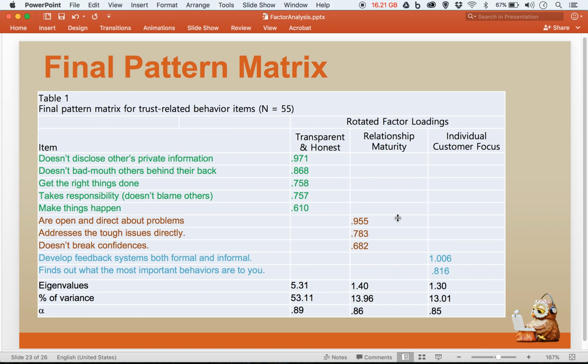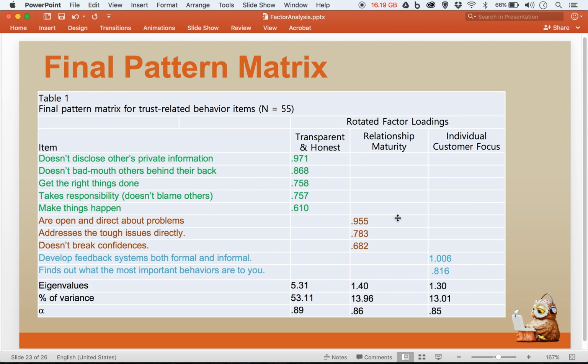And of course, we also just want to make sure we don't overpromise and underdeliver, and that we behave very maturely, of course, with our relationship maturity factor. So you have to be able to define them too.